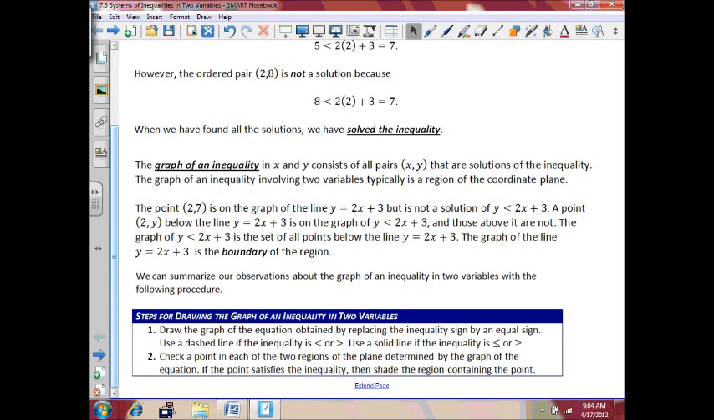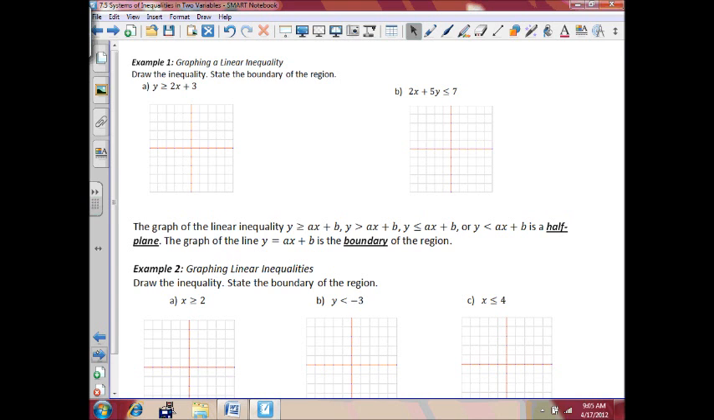Now, in order to draw a graph of an inequality in two variables, generally you're going to graph the equation obtained by replacing the inequality sign by an equal sign. So that's going to be the boundary of your region. So you're going to solve the equation for y in order to graph it. Then you're going to check a point in each of the two regions of the plane determined by the graph of the equation. If the point satisfies the inequality, then shade the region containing the point. Super duper easy. You should have no trouble at all.